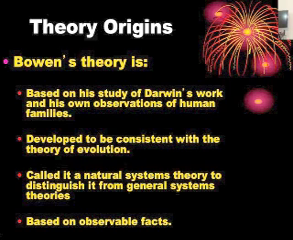You should know that because sometimes they won't say Bowen theory, they'll say natural systems theory on the tests to distinguish it from general systems theory. And it's based on observable facts, as opposed to intrapsychic things that you may not have access to see visually.